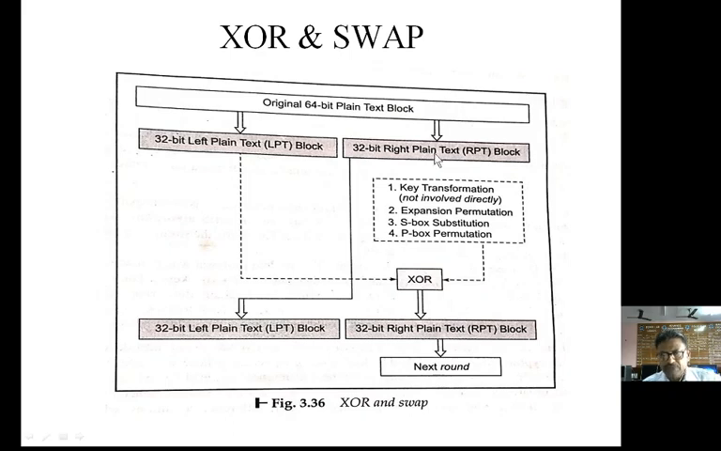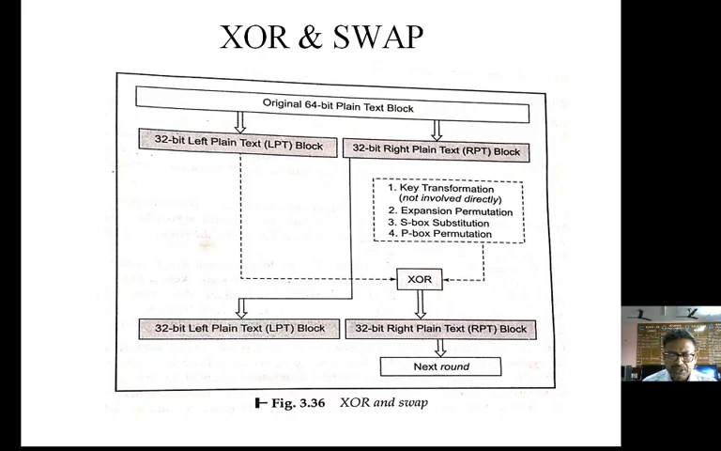And for RPT, after considering LPT and RPT both as 32-bit, first of all we will do the key transformation. Then we will do expansion permutation on this RPT. Then we apply S box substitution on this RPT. Then we apply the P box permutation, and whatever is the result is XORed with the LPT. And whatever is the final value will become the 32-bit right plain text. RPT will go to the next round, and the original RPT will become the new LPT for the next round. So this is how the XOR and the swapping is being done.